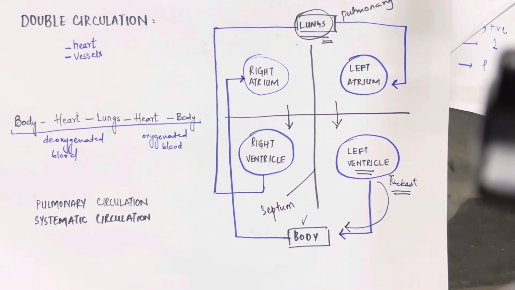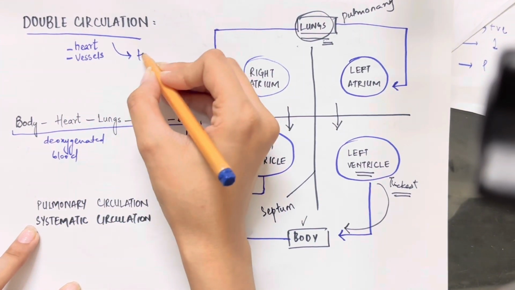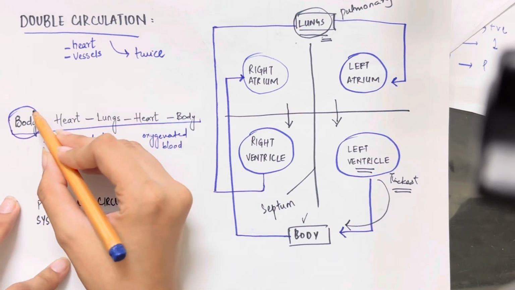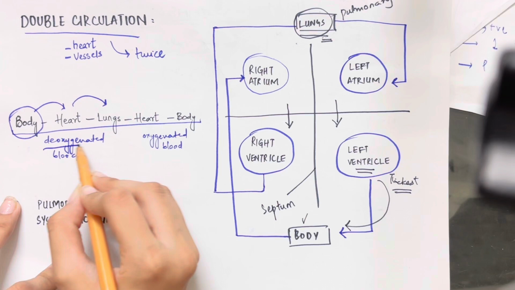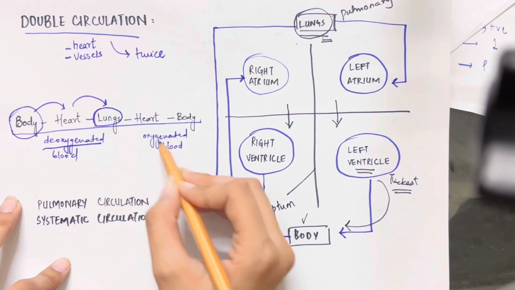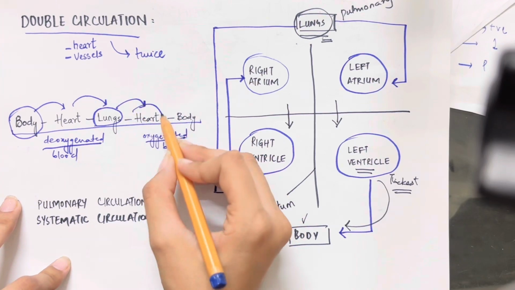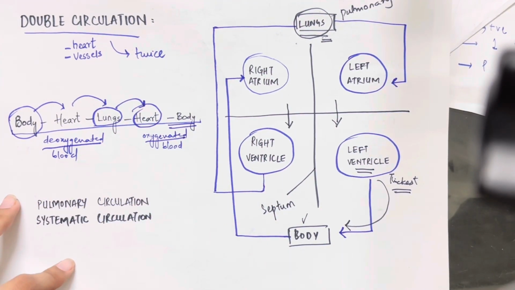When you talk about the double circulation, the blood is transferred twice. From the body, the blood comes into the heart, where it is transferred to the lungs to be oxygenated. So deoxygenated blood is transferred to the lungs, where it gets oxygenated, and that oxygenated blood is transferred back to the heart, where it is pumped to the entire body. This is the entire working of the double circulatory system.